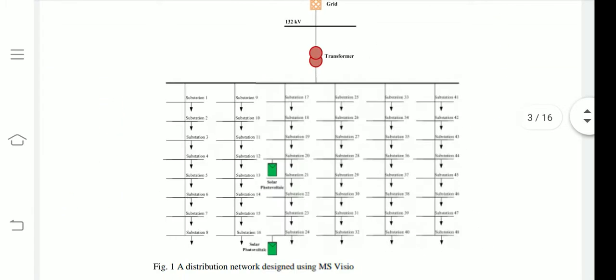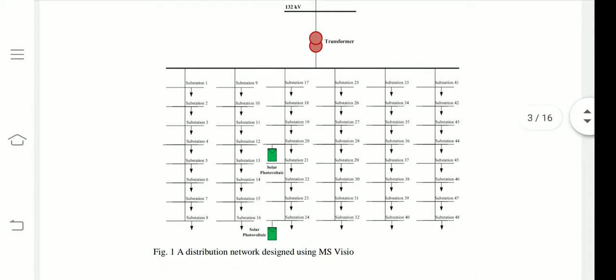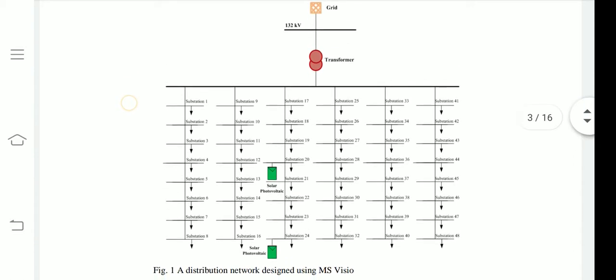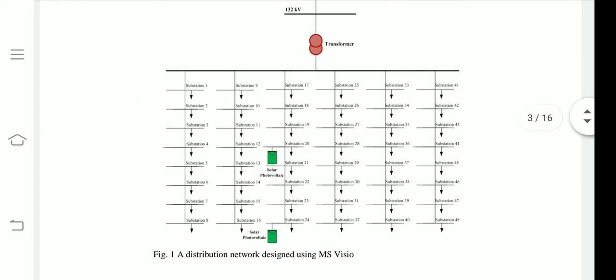Now this is the diagram of a distribution network designed using MSVGO. It consists of a power grid connected at 32 kV which is connected to the transformer and goes to the different substations.